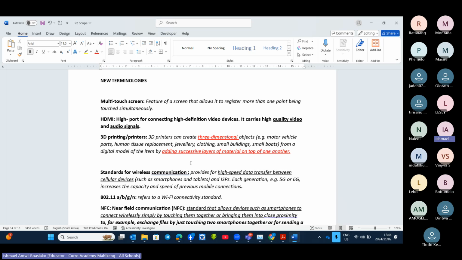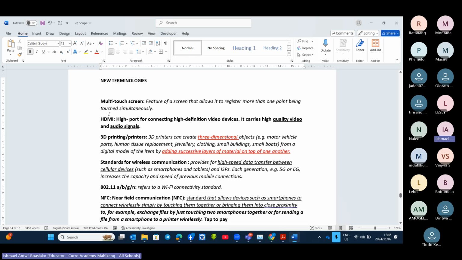From our examination guideline, these new terminologies are very important as they ask questions every year. Sometimes you can get 2 or 3, sometimes you can even get 5 new terminologies questions, the definition or the advantages and disadvantages of that new terminology. Some of them are not new as we speak because they have been there for long. For instance, the multi-touch screen.